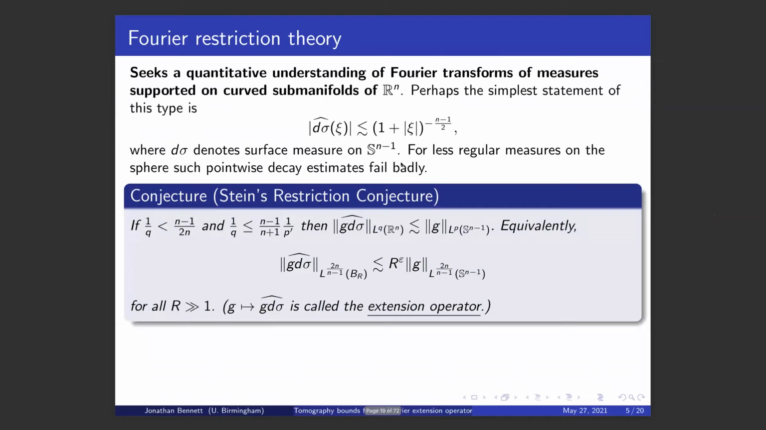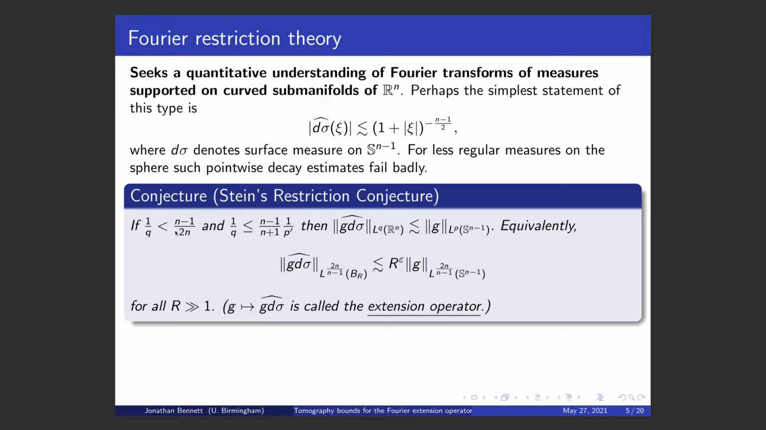So here's the restriction conjecture, which says, instead of looking at dσ-hat, where dσ is surface measure on the sphere, I'll look at g dσ-hat. So I'm giving it an L^p density. Okay, so it is a rough measure, has a rough density on the sphere. And I take the Fourier transform of that, and this should land in L^q if g is in L^p, if and only if these conditions hold.